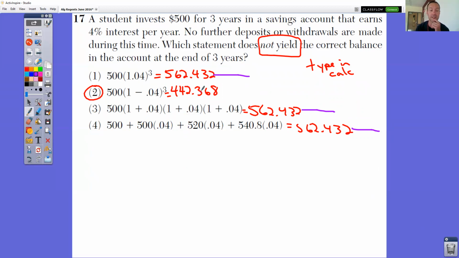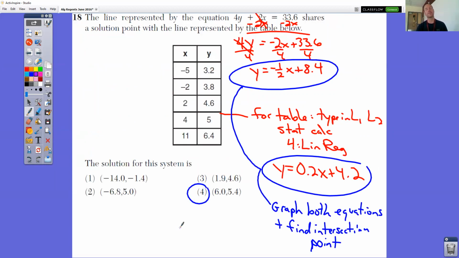That's one sort of sneaky way, but the initial investment is $500. We would be subtracting. This doesn't make any sense. You're looking for the one that does not yield the correct balance, so the one that is not equal to the correct thing. In a savings account, we would have to add. So be very careful here. This one would be wrong because it is subtracting. In a savings account, we always add because your total amount of money is going up.